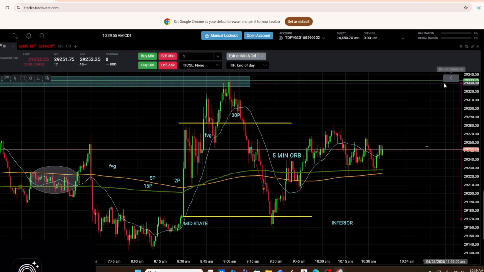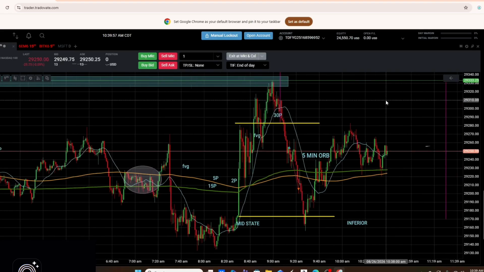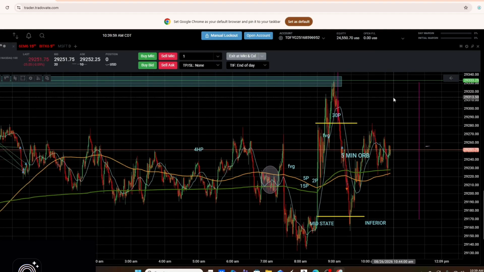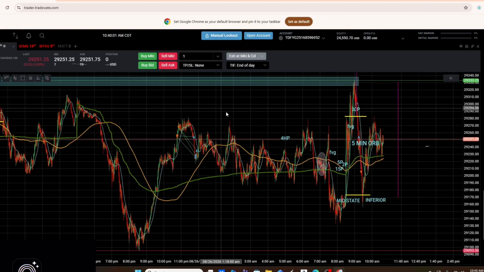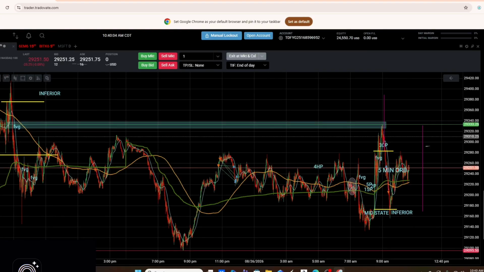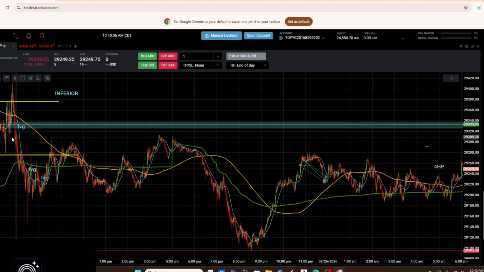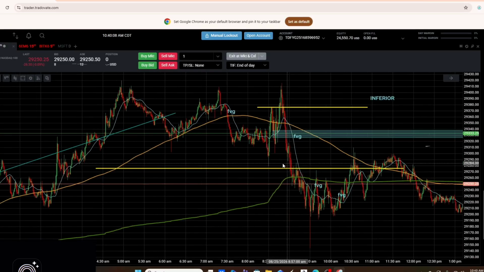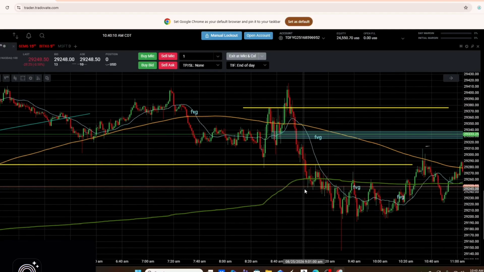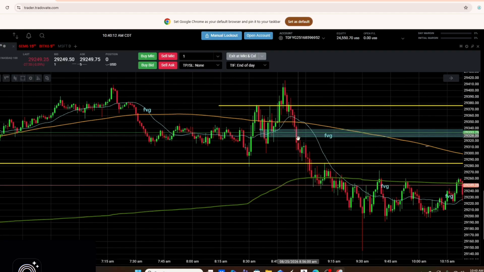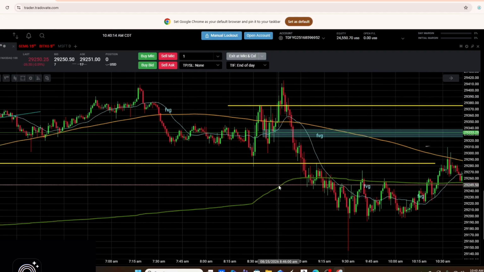Guess what? We go and we find 160 points and we look for a fair value gap, which guess what? Happened to be right here. I'll show you this, folks. This was an open fair value gap that hadn't been closed yet from yesterday's 5-minute ORB.